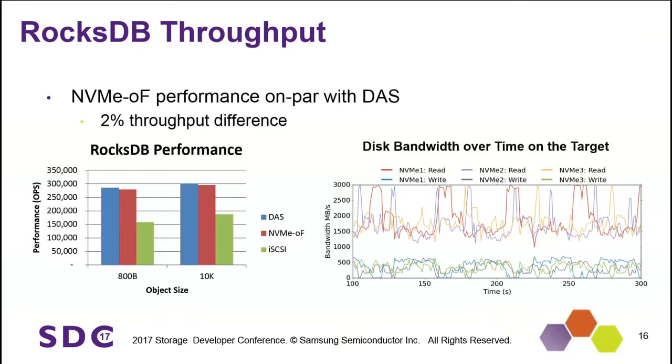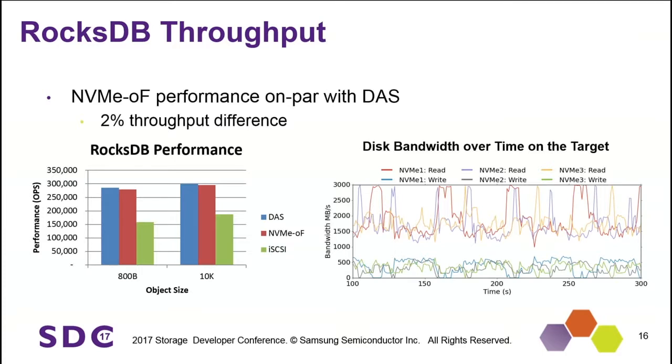Okay? The magic, of course, is right here. You see, this is the disk bandwidth over time on the target side. And what you're going to see is, as RocksDB does compaction and things like that, the bandwidth of the device is going to jump to about 3 gigabytes often. When you try doing this with SATA, you're going to have a lot of other unwanted effects because that won't reach 3 gigabytes per second.